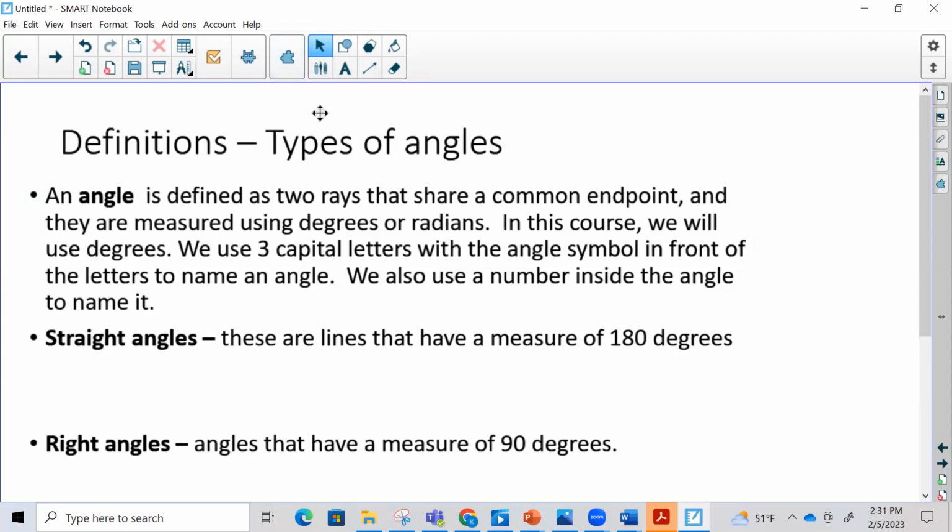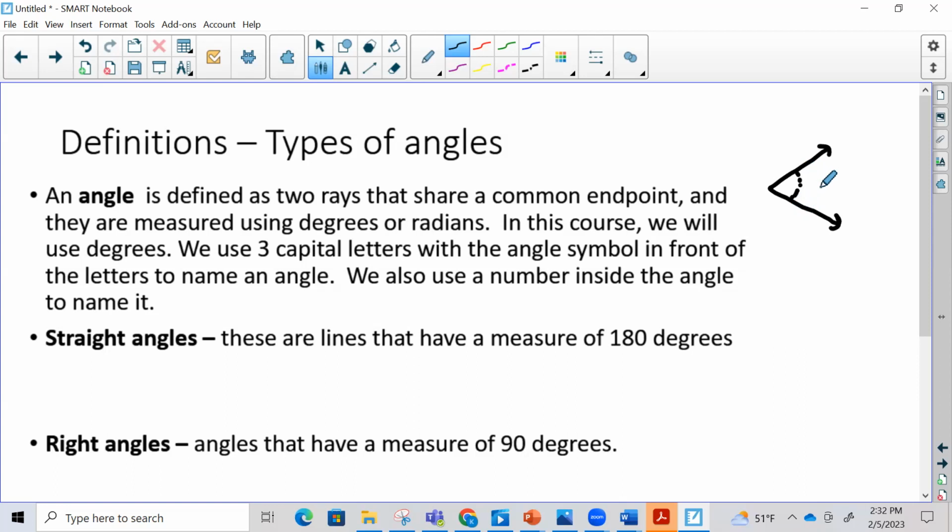So first off, an angle is defined as two rays that share a common endpoint. Okay, so this is one ray, and this is another ray, and this is considered an angle. They are measured in degrees or radians. In this class, we will just do degrees. If you took trigonometry at some point, you might have dealt with radians. But the measure of the degrees is this measure here. It measures how wide the angle is. So in this course, we'll use degrees.